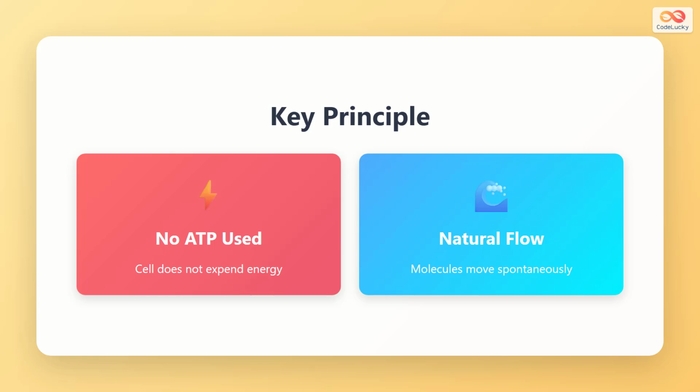The key principle of passive transport is that no ATP is used. ATP, or adenosine triphosphate, is the energy currency of cells. In passive transport, the cell does not expend this energy. Instead, molecules move spontaneously due to their natural kinetic energy and the concentration gradient. This makes passive transport a very efficient process that the cell can use continuously without depleting its energy reserves.